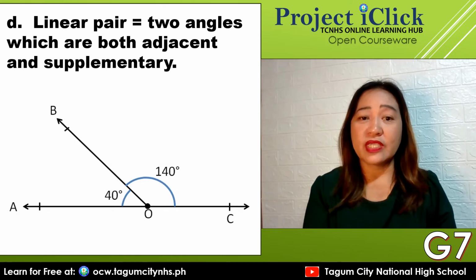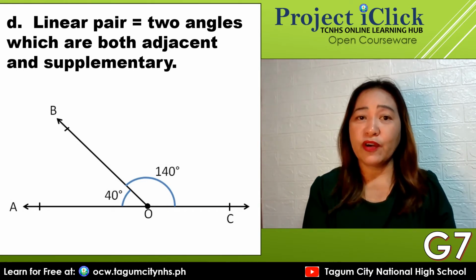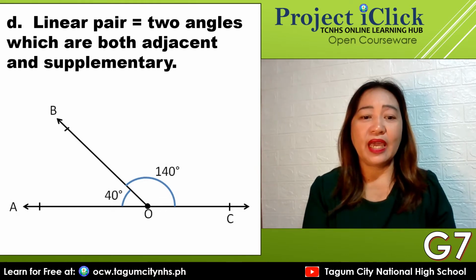Angle BOC measures 140 degrees and angle AOB measures 40 degrees. So, the sum of their measures is 180 degrees. They are supplementary, and at the same time, they are both adjacent. Therefore, these two angles are a linear pair.